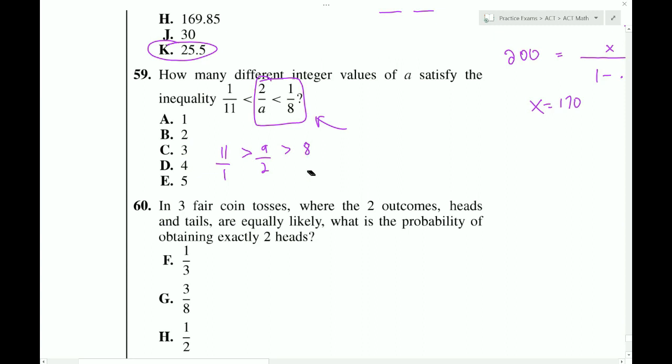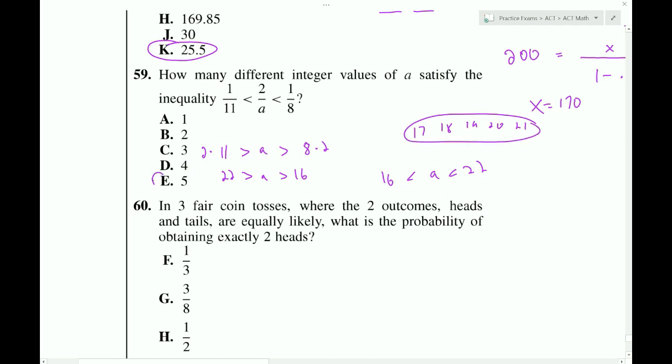So then we're here. And from here we can multiply by 2 on each and every piece. That cancels this 2 out and just leaves a in the center piece. So we have 22 is greater than a is greater than 16. If you pancake this whole thing, it would be 16 less than a less than 22. So a has got to be between 16 and 22. So it could be 17, 18, 19, 20, 21. Any of those will do. That's 5 items.